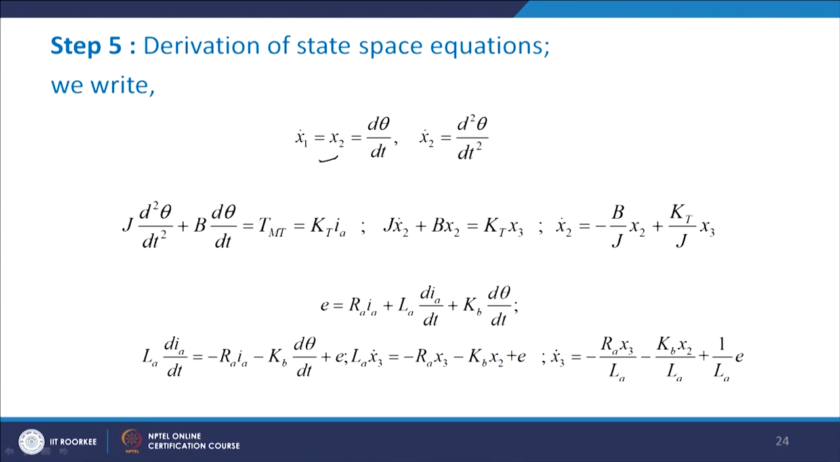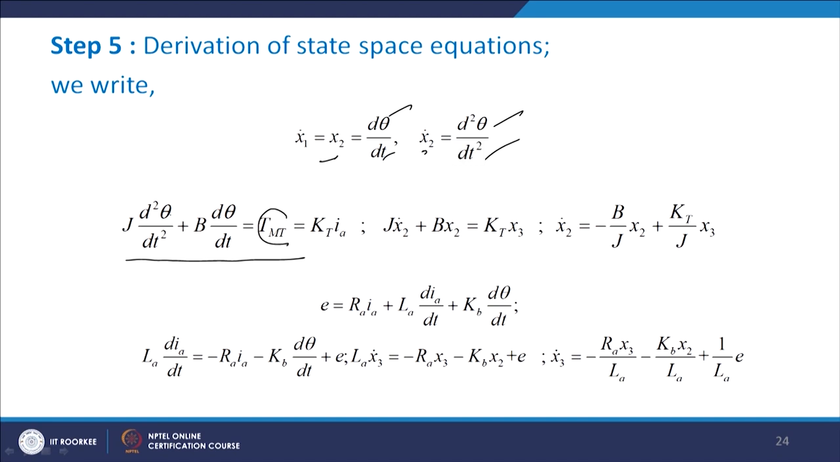Now the derivation of the state space equation. We write x1 dot equals x2, that is d theta by dt, then x2 dot equals d square theta by dt square. Now in the expression J d square theta by dt square plus B d theta by dt equals TM, where TM is the motor torque, which equals KT into I.